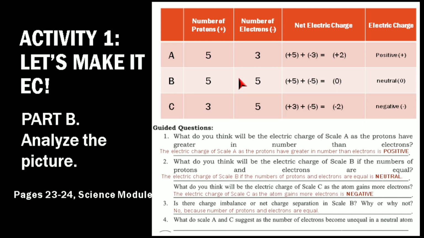Now number 4, what do scale A and scale C suggest as the number of electrons become unequal in a neutral atom? Remember, in a neutral atom, the number of protons and the number of electrons are equal. So in the case of scale A and scale C, the number of electrons and protons are not equal. So what do these two scales suggest? Please write your answer in your notebook.